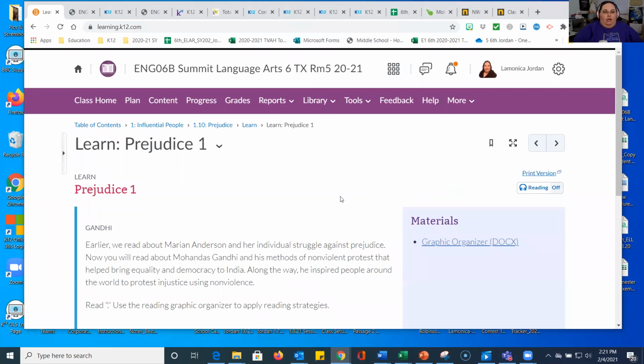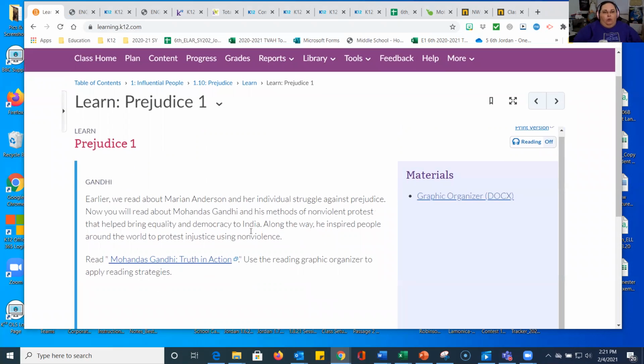Prejudice 1, Gandhi. Earlier, we read about Marian Anderson and her individual struggles against prejudice. Now you will read about Mahatma Gandhi and his methods of nonviolent protest that helped bring equality and democracy to India. Along the way, he inspired people around the world to protest injustice using nonviolence. You're going to read Mahatma Gandhi, Truth in Action. Use the reading graphic organizer to apply reading strategies.